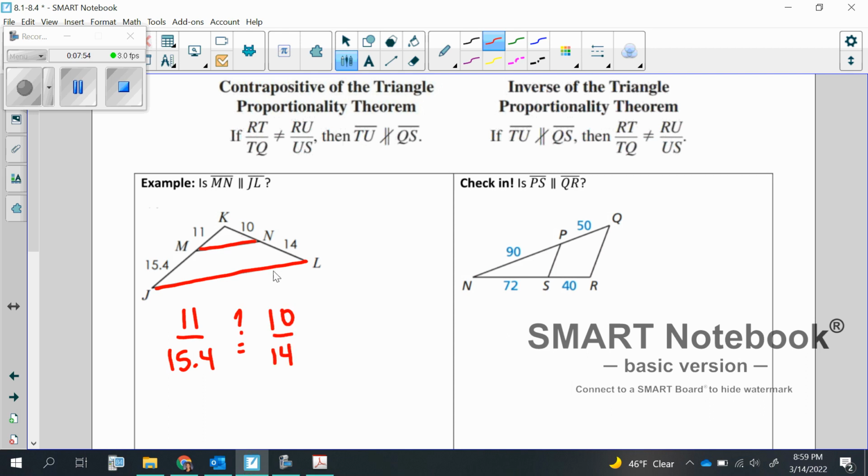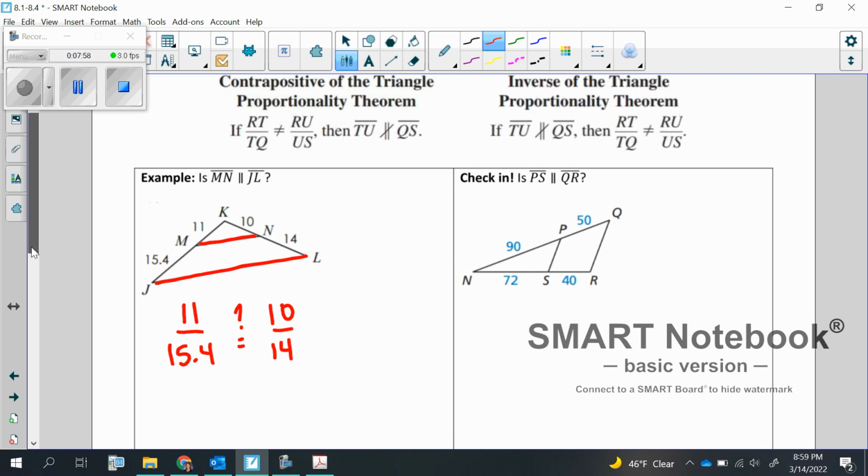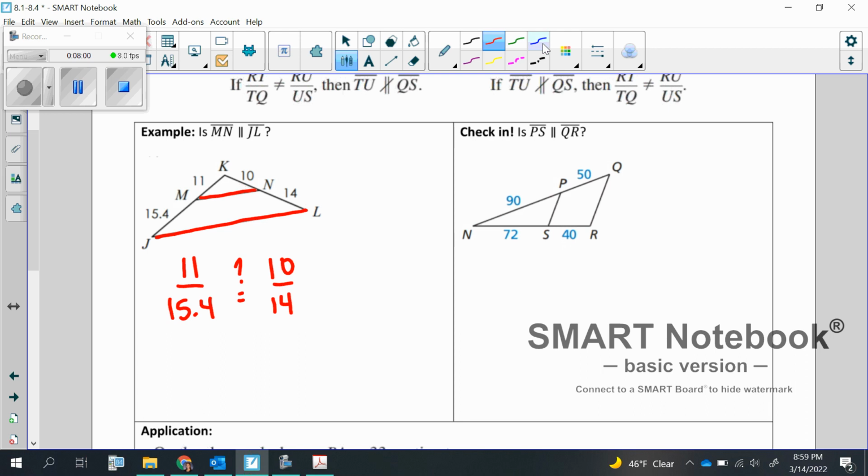If it does, then they're parallel, MN and JL. If it doesn't, then they're not parallel, and it's really that simple. So these are ones you want your calculator for. 11 divided by 15.4 is just equal to 0.714. And we want to know, is that equal to 10 divided by 14? If you do 10 divided by 14 in your calculator, you'll get 0.714.